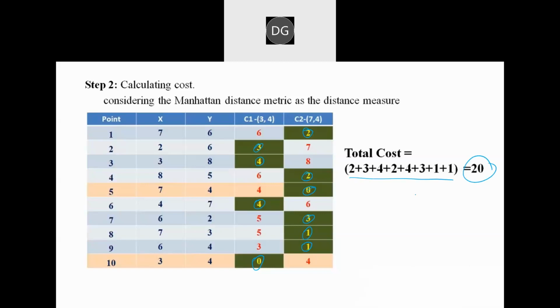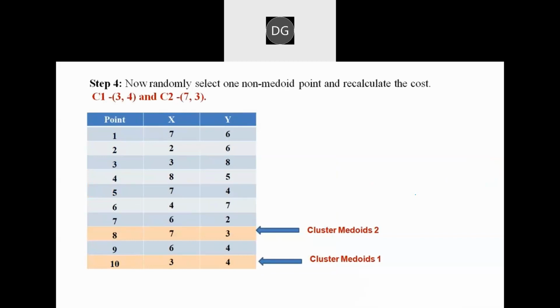Then again I have to take another two random values. This time I'm taking the 8th and the 10th value. You can take any value for our assumption. Like this, we will get various combinations, right? From these 10 points we can create so many combinations: 1, 2; 1, 3; 1, 4; 1, 5; like that. It is 10C2, correct. 10C2 we will take, so that many combinations.